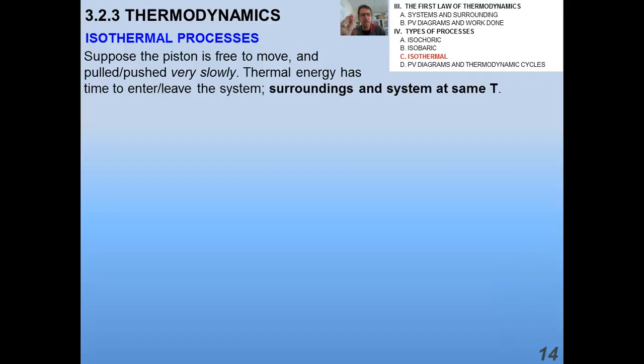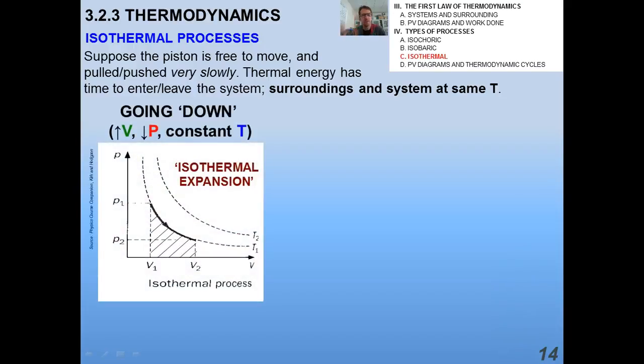Thermal energy has time to enter or leave the system, and so the system and the surroundings are at the same T always. This is a case where a process would follow a curved isotherm. This is called an isothermal expansion. So it starts off here, and it ends up here.